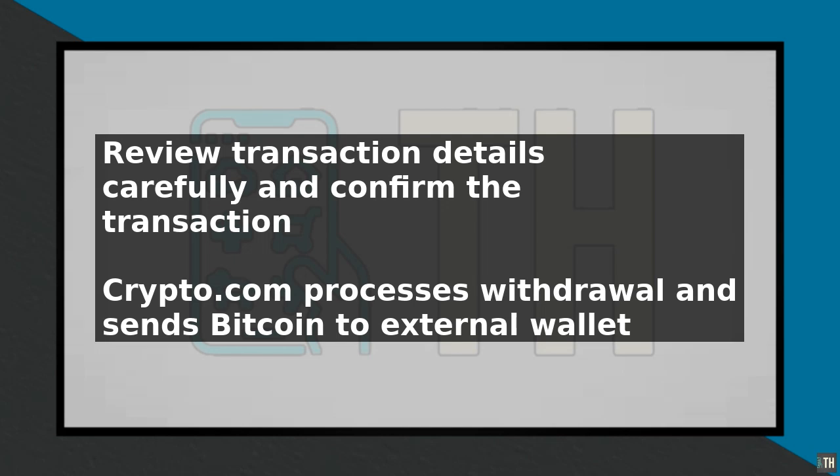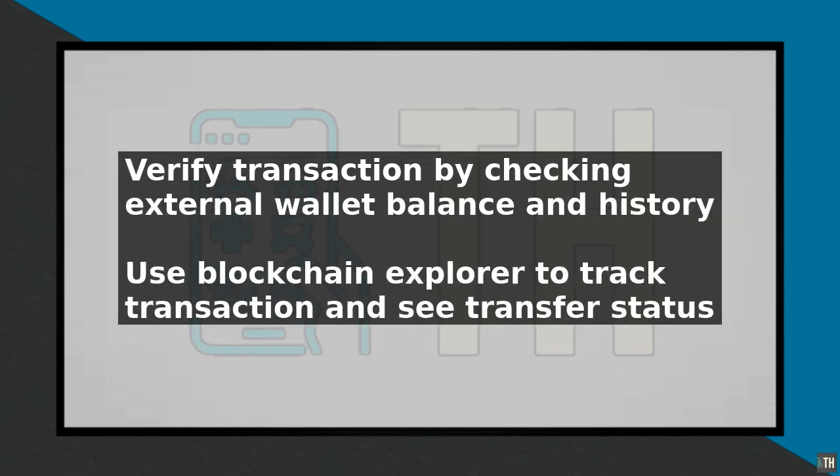To receive the Bitcoin in your external wallet, you will need to have the wallet set up and ready to receive transactions. If you are using a hardware wallet, make sure it is connected to your computer and the wallet software is open. If you are using a software wallet, make sure the wallet is installed and running on your device. Once the Bitcoin has been transferred, you can verify the transaction by checking your external wallet balance and transaction history. You can also use a blockchain explorer to track the transaction and see the status of the transfer.